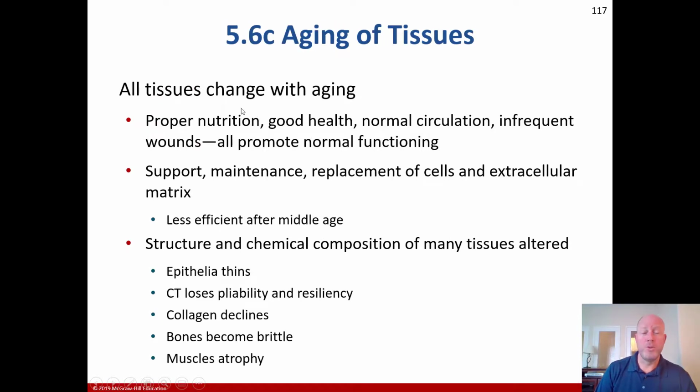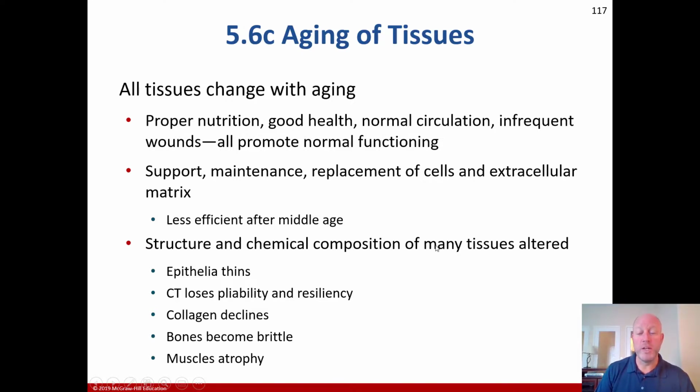Okay? All tissues change with aging. Proper nutrition, good health, normal circulation, and frequent wounds, which we'll talk about all these things. We'll do more case studies as we move on through some of these areas. Not this section, but we will down the road. All promote normal functioning. So we want to be able to put it all together, right? So they provide support, maintenance, replacement of cells, and extracellular matrix. They're less efficient after middle age. Tissues in general are. Where I am, 49, I'll be 50 next month.